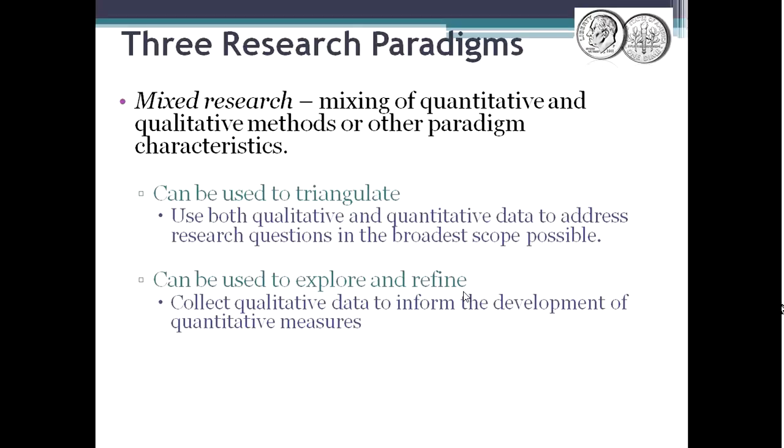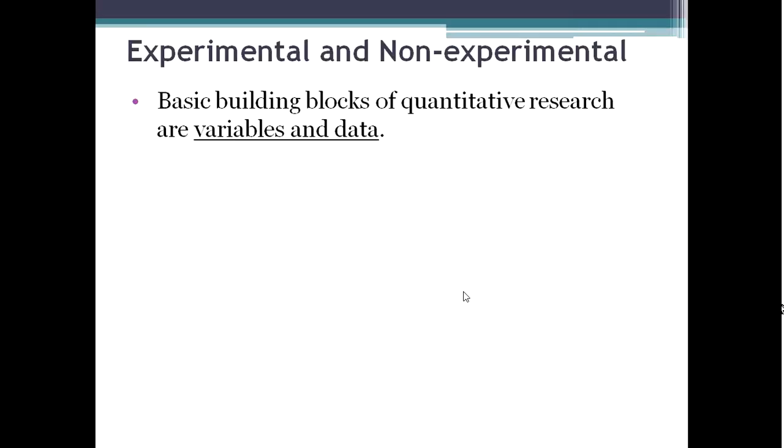We can also use this to explore and refine. So we may collect qualitative data to inform the development of quantitative measures. For example, I may be interested in developing a new measure of, let's say, social devaluation, the degree to which people feel devalued by society. And I may begin by collecting qualitative data. Tell me your experience of being socially devalued, and then use that information to find themes to develop measures. So these are just two examples of mixed research.